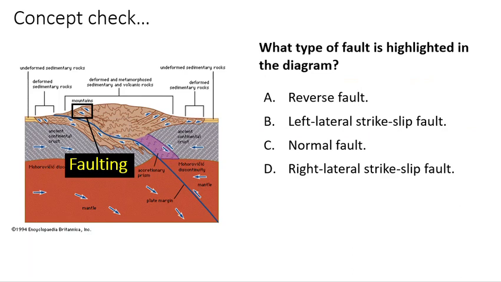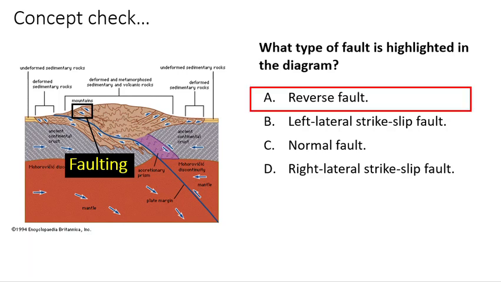Let's try another concept check. What type of fault is highlighted in the diagram? I'll give you 10 seconds or so to decide. By the way, a hint here is we're obviously looking at a cross-sectional diagram, we're not looking at things in map view. Okay, what'd you come up with? Hopefully you said A, reverse faulting.